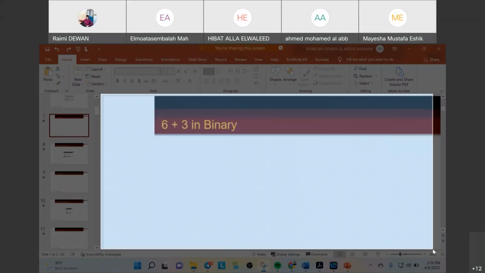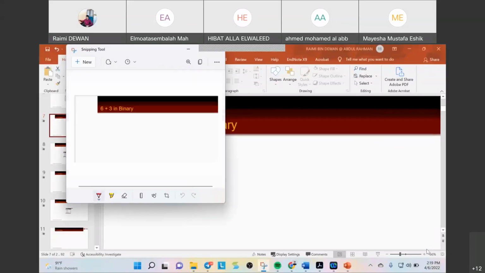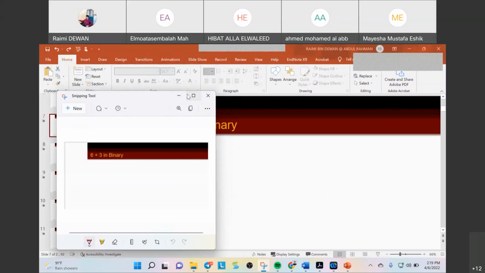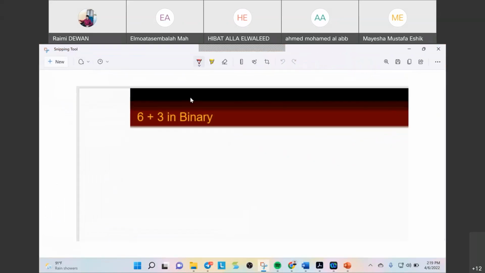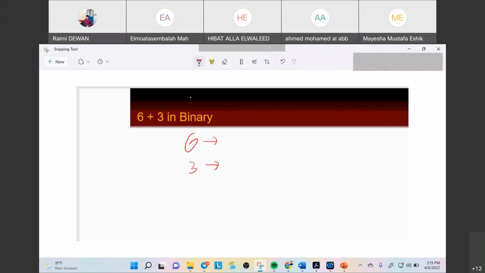So 6 plus 3 in binary. The question is telling you 6 plus 3 in binary. So what you must do first is convert 6 to binary, then convert 3 to binary. What is 6 in binary?